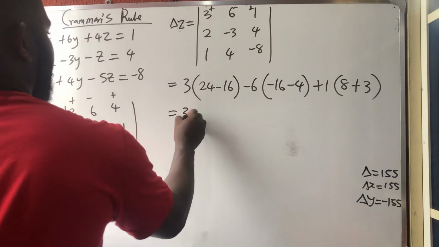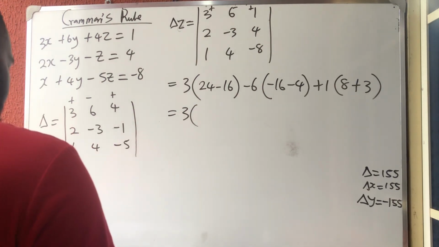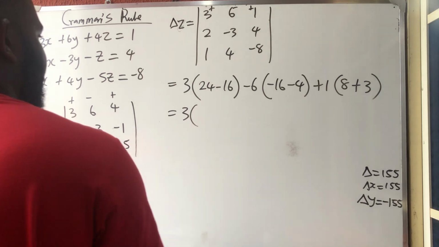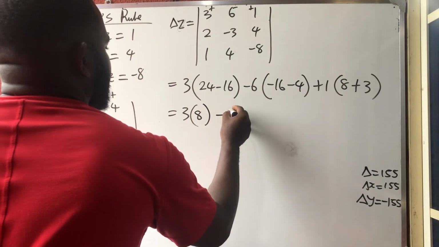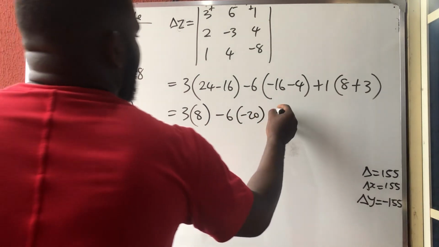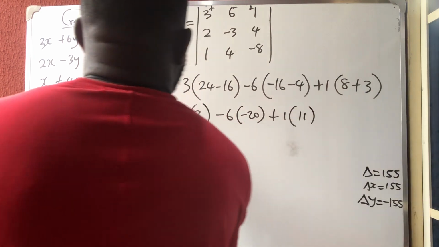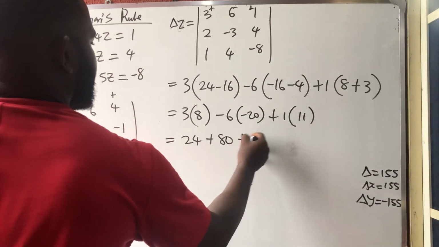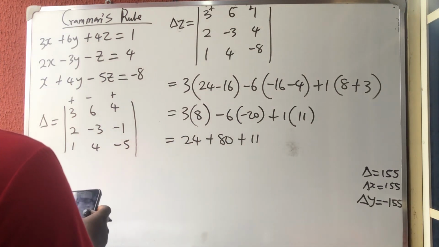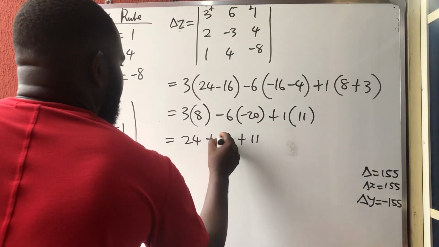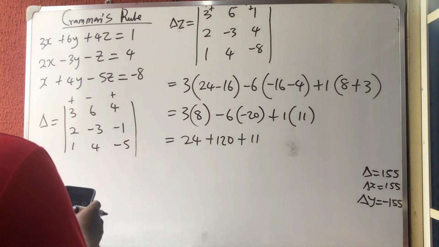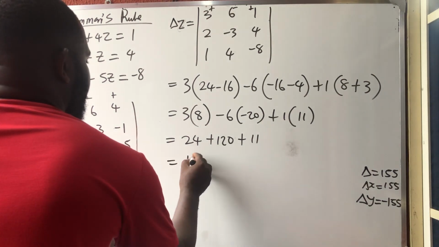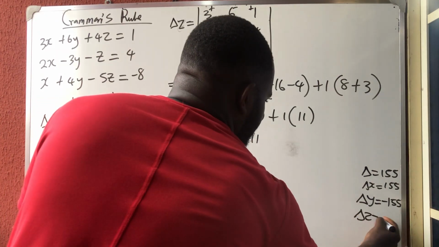So what do I have now? 3 in bracket of 24 minus 16. I'm having 8 here. Minus 6 in bracket of minus 20. Plus 1 in bracket of 11. So I'm having 24 plus 80 plus 11. So, sorry, 120, not 80, 120. So I'm having 24 plus 120 plus 11. So I'm having 155. So I'm having a change in z is still 155.